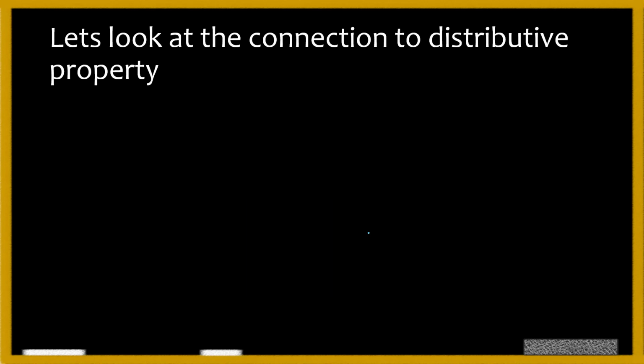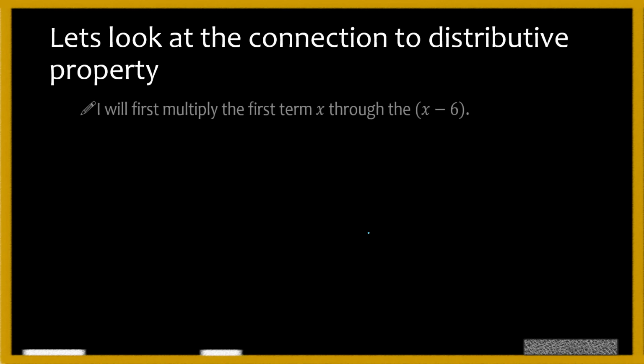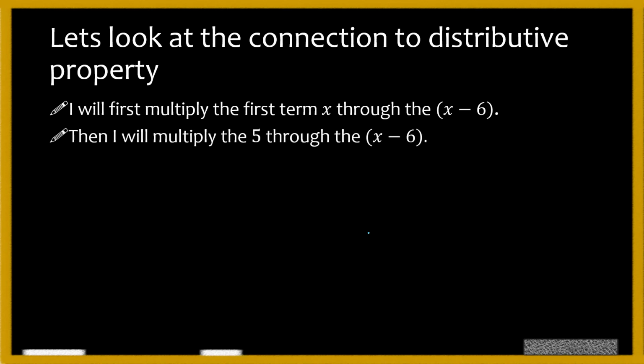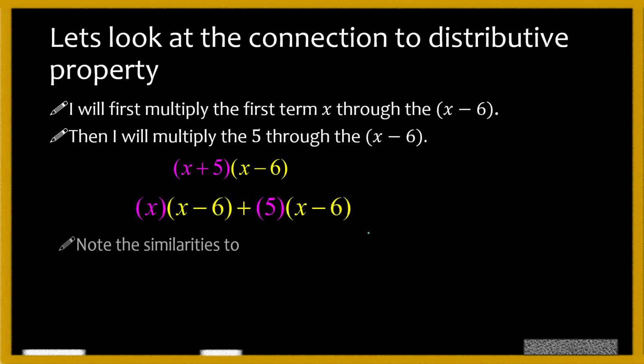Let's look at the connection to distributive property. So again, I will first multiply the first x term through x minus 6 and 5 through x minus 6. Okay, so here was that same problem, and here is the distribution. Now note the similarities to the previous problem.